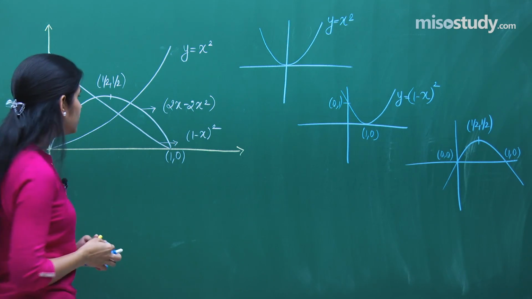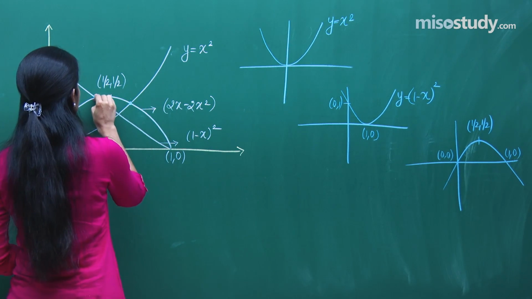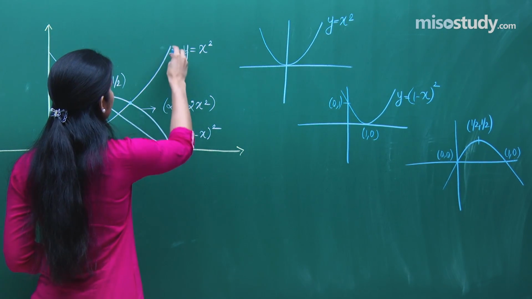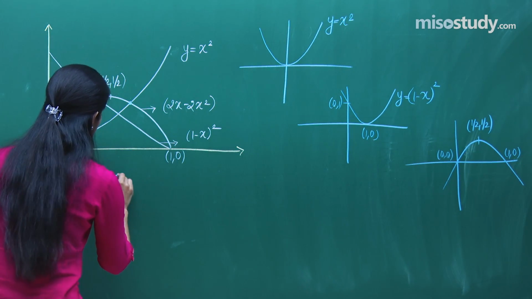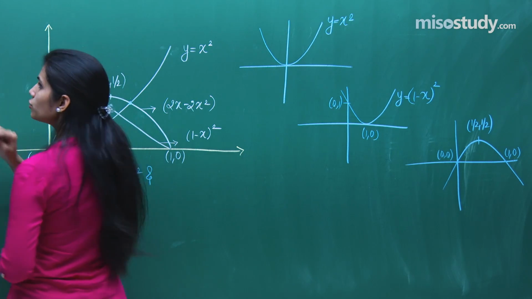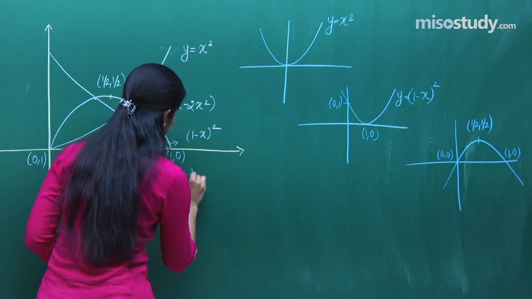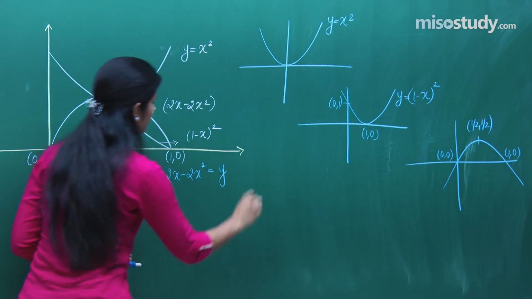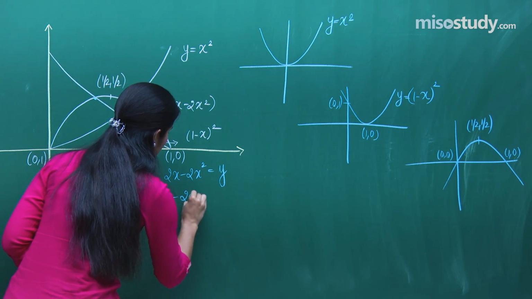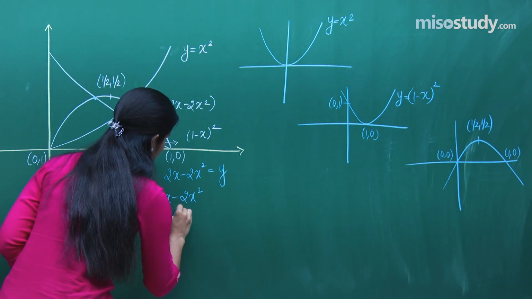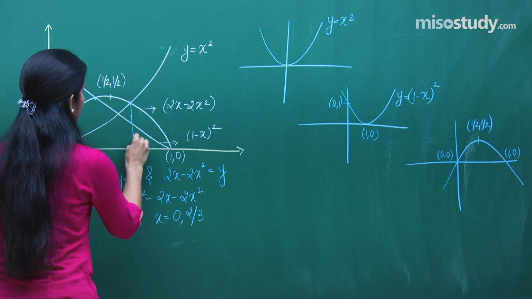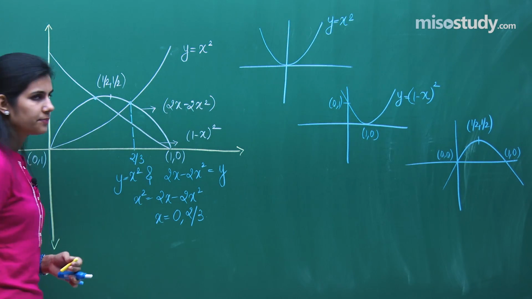It's very, very easy to compute what is this and this point. Why? Because if you are going to try to find out the point of intersection of this curve and this curve, that means y equals x square and this one, which is 2x minus 2x square. When you write it as x square equals 2x minus 2x square, you are going to get x equals 0, 2 by 3. That means this point that you can see is 2 by 3.